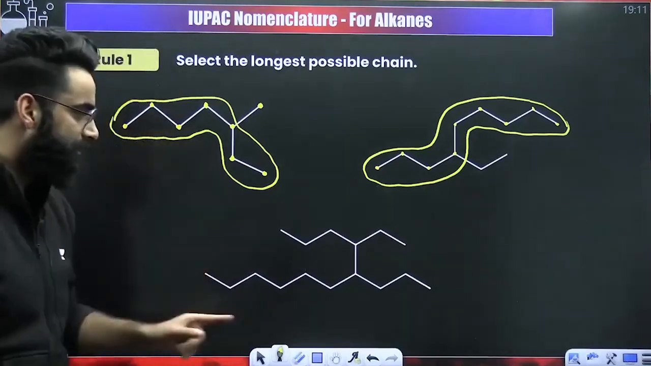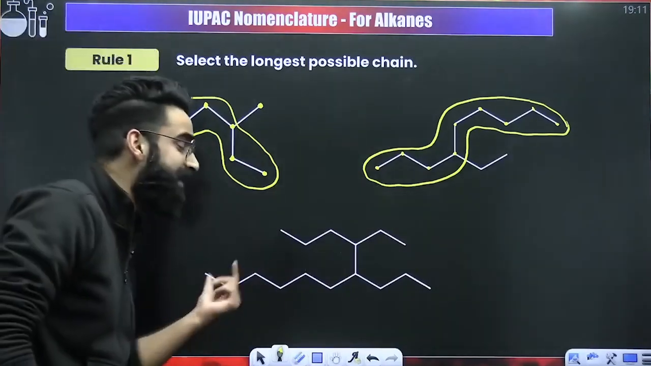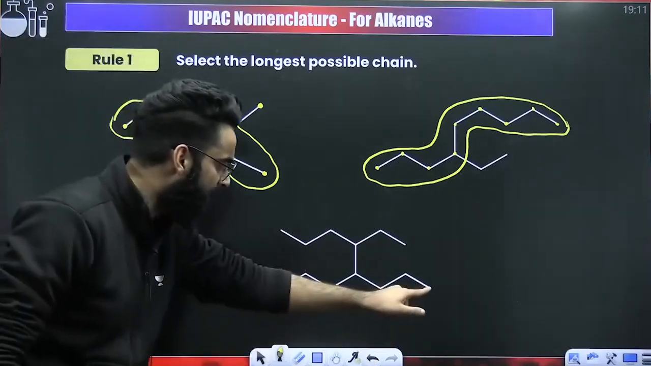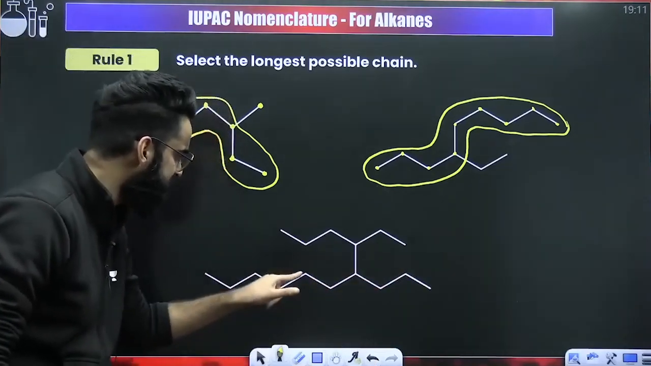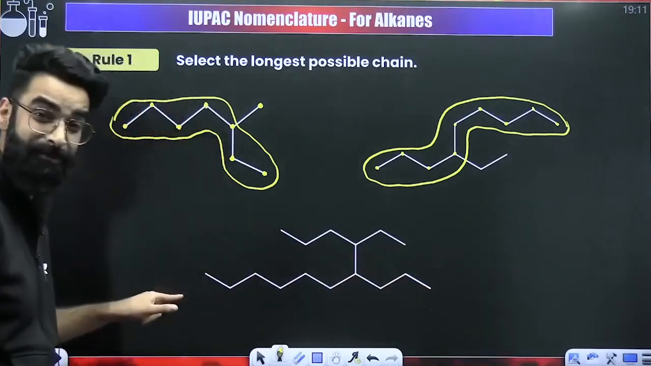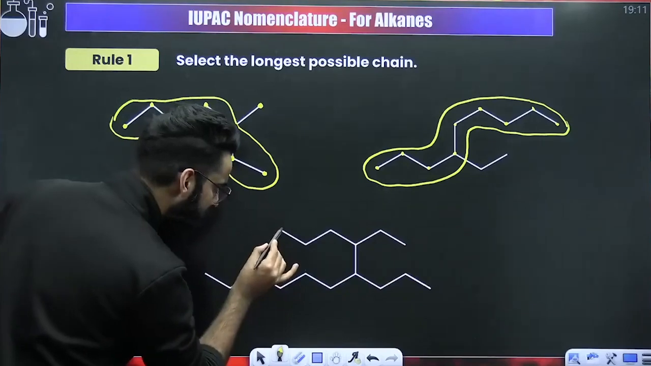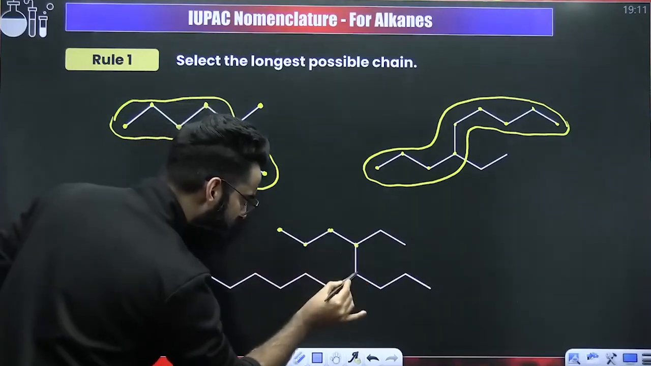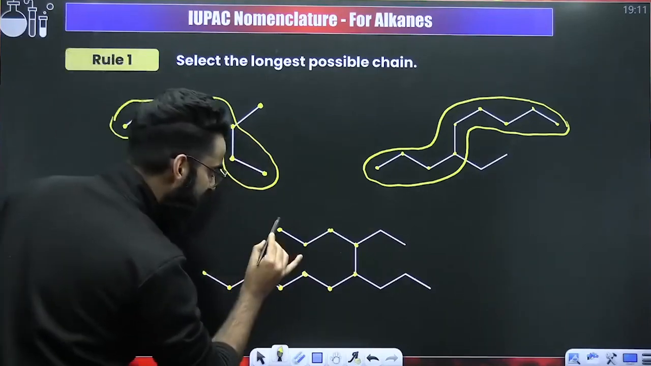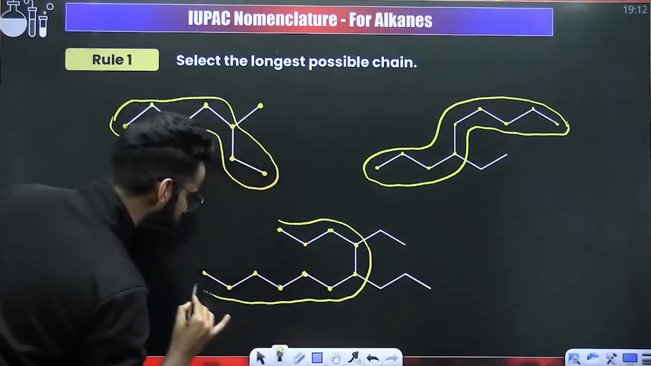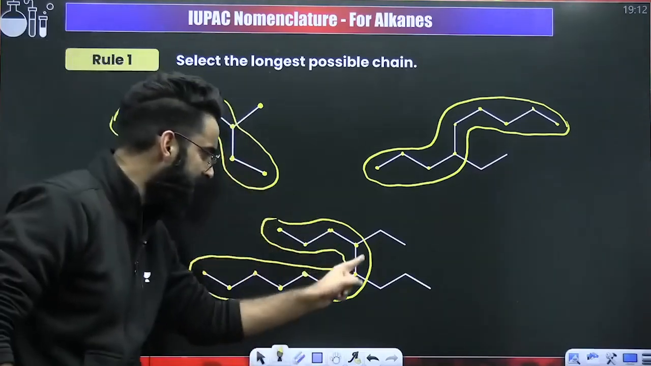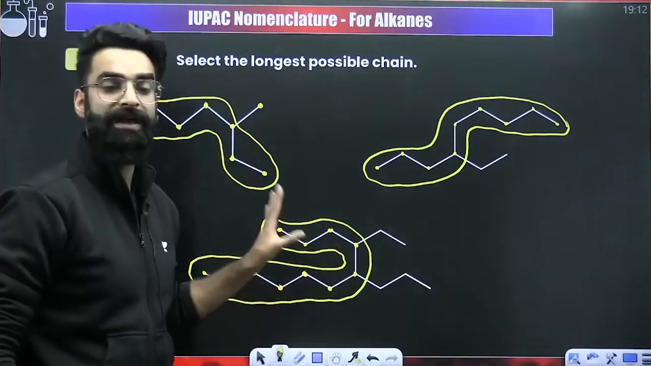Look at this particular compound. What do you think is going to be our longest possible carbon chain? Have a look. If I start from here, 1, 2, 3, 4, 5, 6, 7, 8, 9, 10. 10 carbon atoms in this chain if I select this one. But if you select the other one, 1, 2, 3, 4, 5, 6, 7, 8, 9, 10, 11. So this carbon chain contains the maximum number of carbon atoms. So this is going to be my longest possible carbon chain in this particular compound.